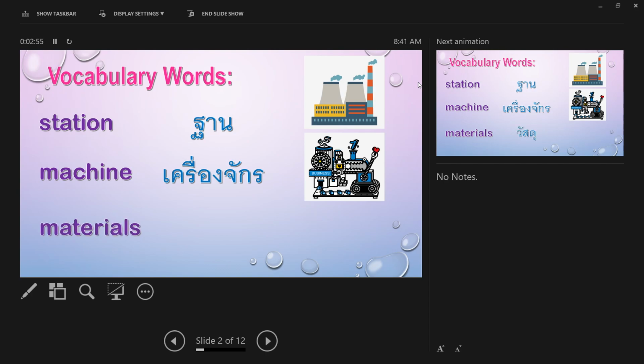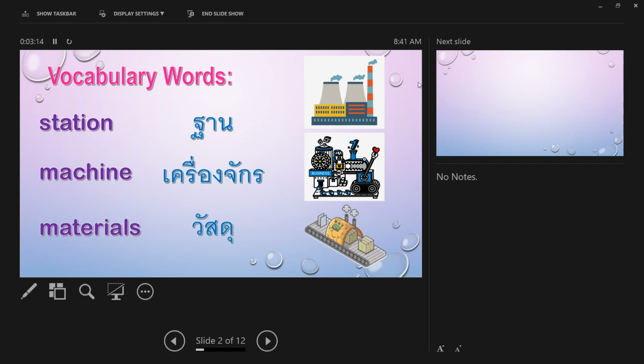Materials. Again, materials. Material. Spell the word materials. Materials. Okay, materials in Thai. Okay, very good. Next, can you read in English, then read in Thai? Repeat after me, okay? Station. In Thai? Machine. เครื่องจักร Machine. Material วัสดุ Very good. Materials.